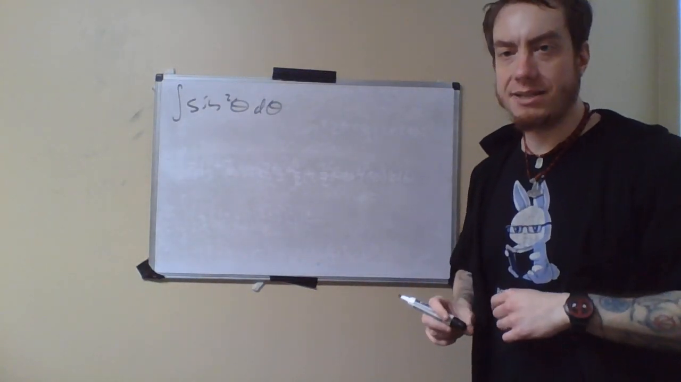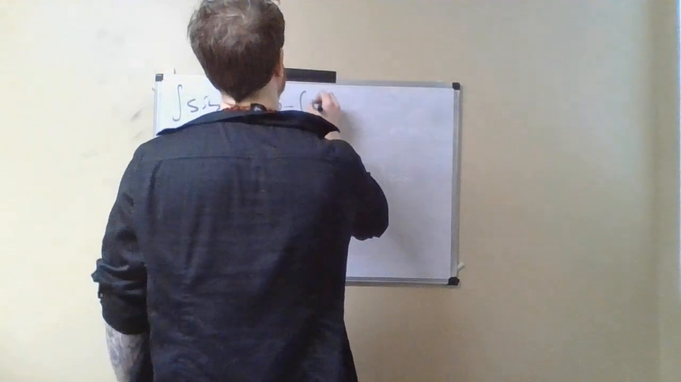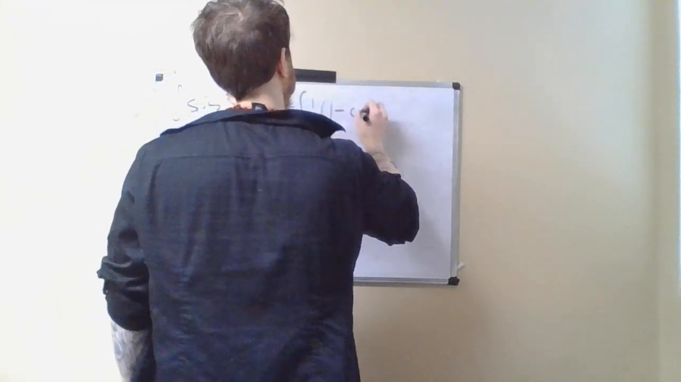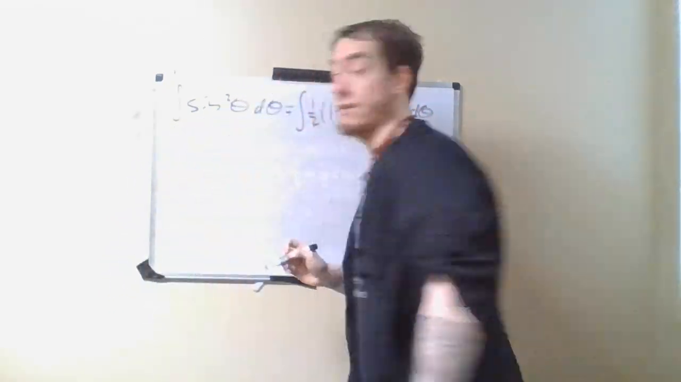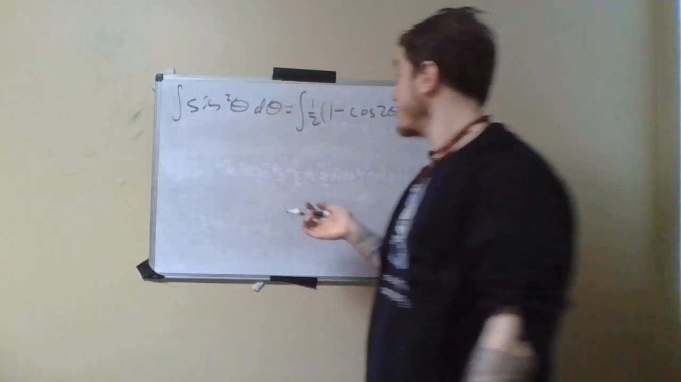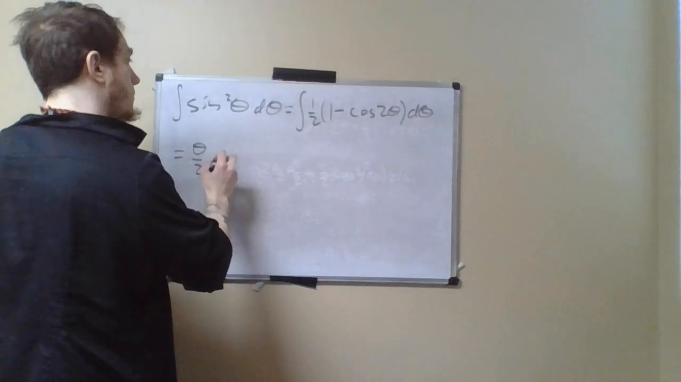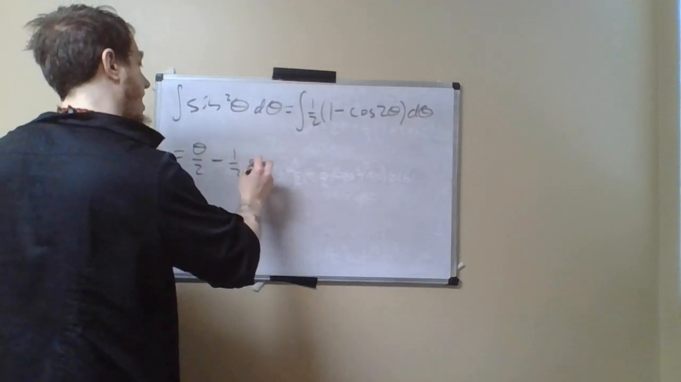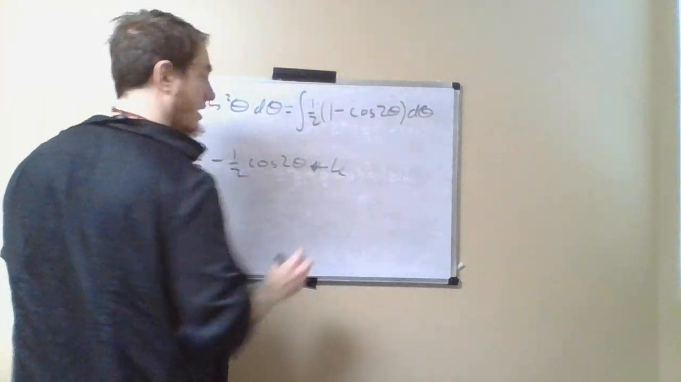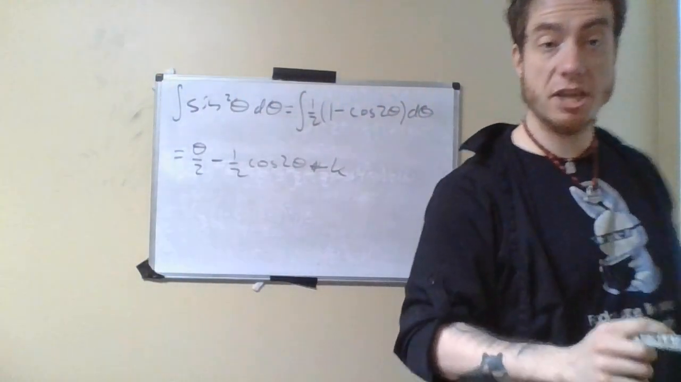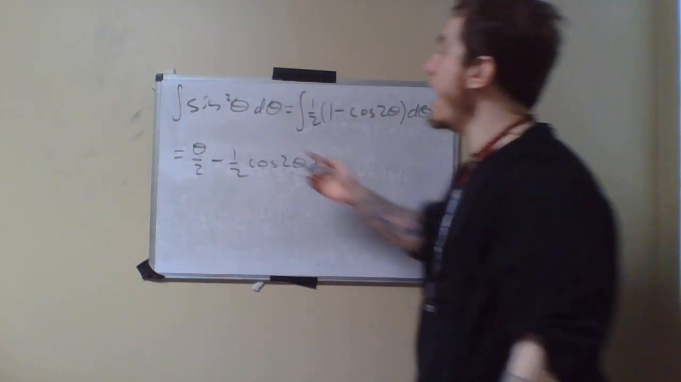Well, the answer is there's another similar identity. We can rewrite this as the integral of 1/2 times 1 minus cosine 2 theta d theta. And now this is actually quite straightforward to do. This is going to become theta over 2 minus 1/4 sine 2 theta plus a constant. And there we go.